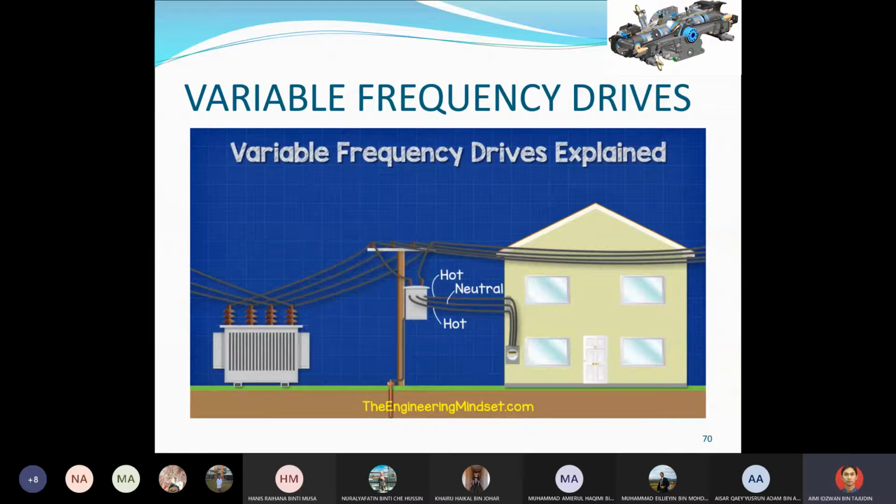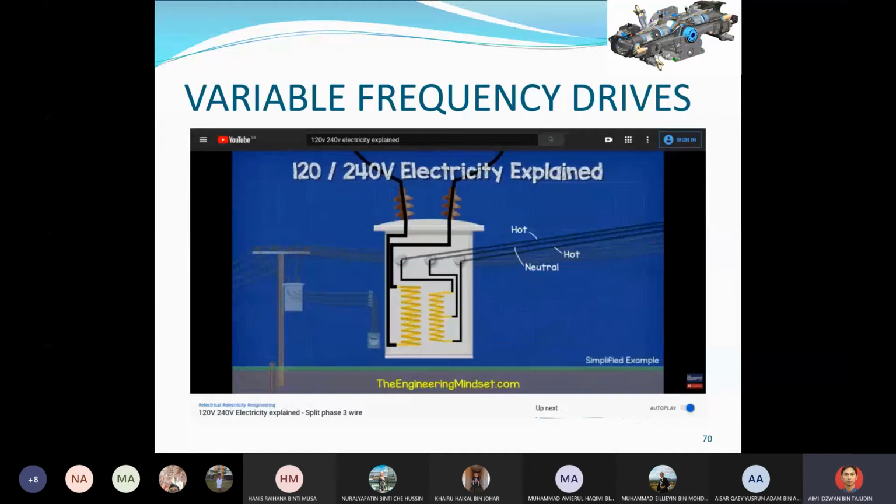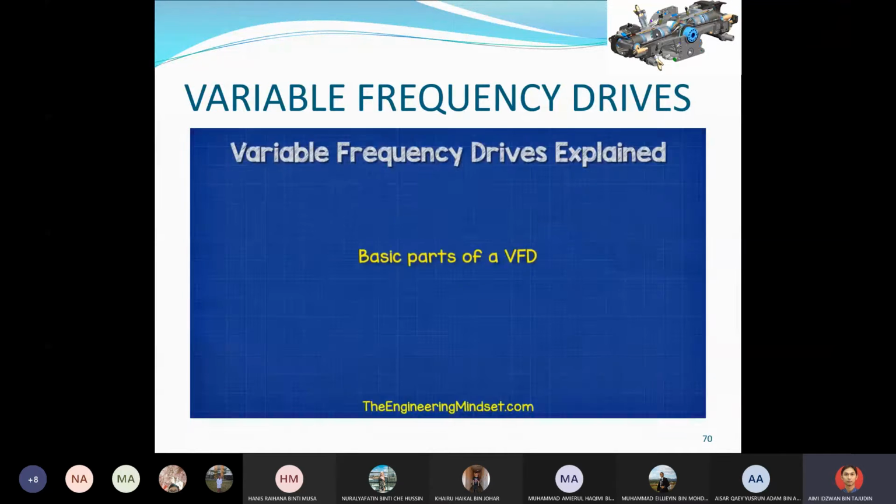In North America, you'll also find split phase systems in residential installations. Now these have two hot wires and a neutral. This is a single phase supply which is just split in half at the transformer. We've covered that in great detail previously. Do check it out, links down below.